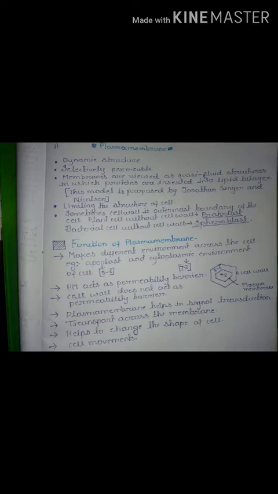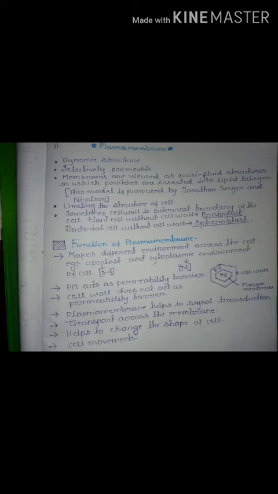Now we outline the functions of the plasma membrane, not in detail. We will discuss it later in more detail. This is only the outline, or points, as you can say. It makes a different environment across the cell, like the apoplast and the cytoplasmic environment of the cell.